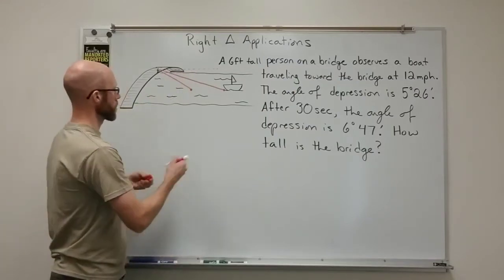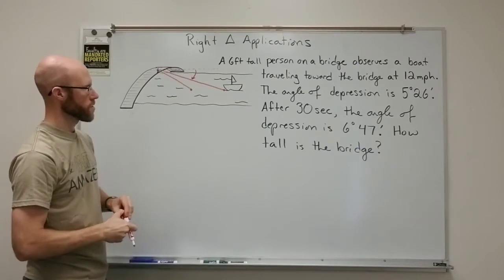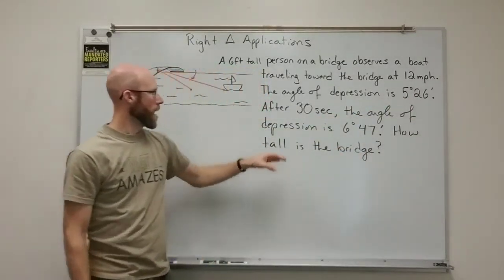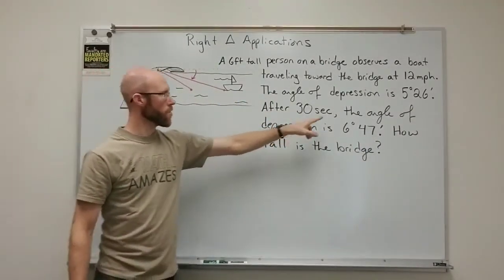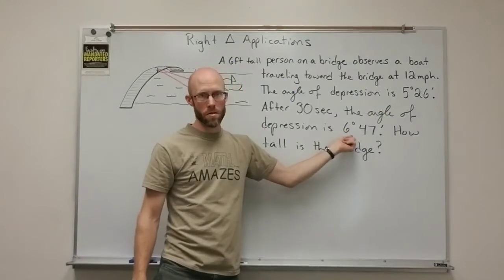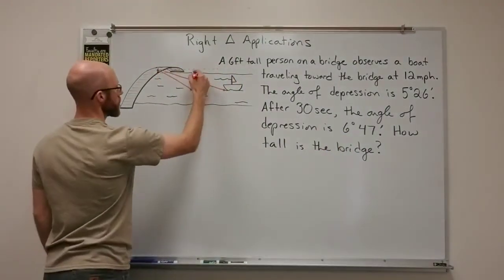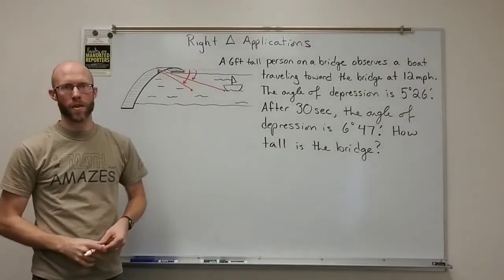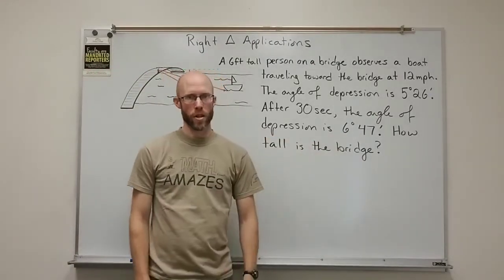I can draw that in here. This angle down from horizontal is 5 degrees 26 minutes. After 30 seconds, so the boat is traveling for 30 seconds, the angle of depression changes to 6 degrees 47 minutes. That would be the angle coming down to this second observation. Okay. How tall then is the bridge?